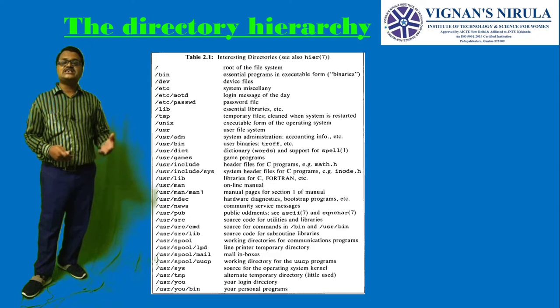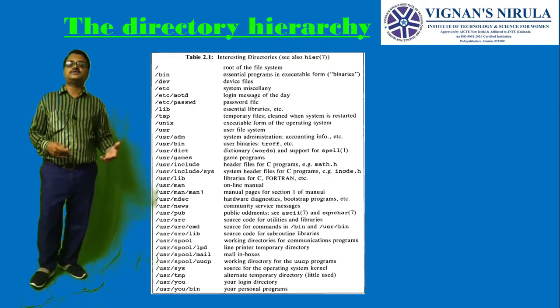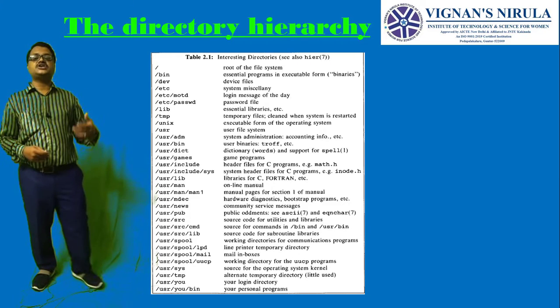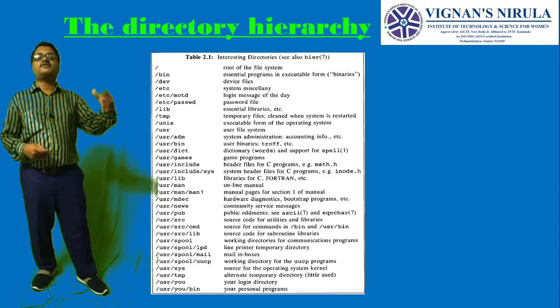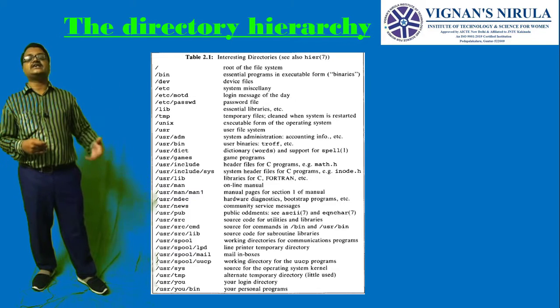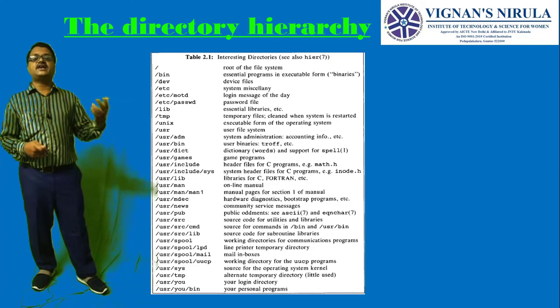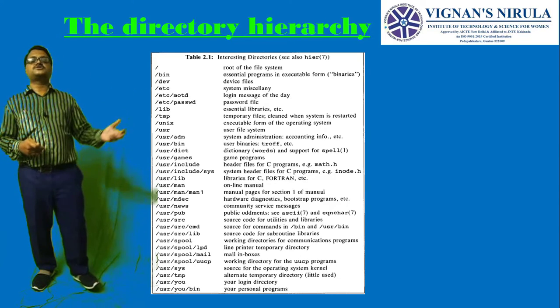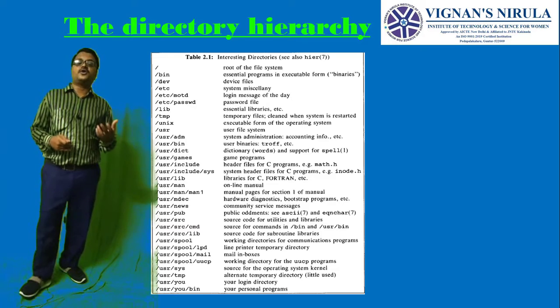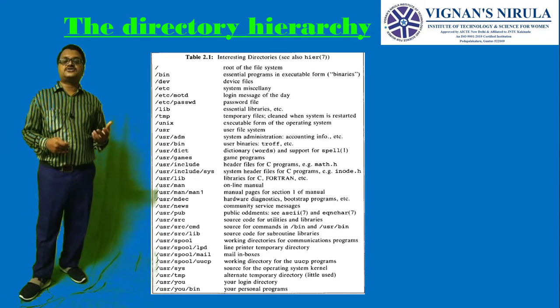What does /usr/lib contain? It contains C and Fortran libraries. What does /usr/include contain? Include means header files. What is a header file? A header file is a file which contains function declarations. Where is this header file called? In the main function. So that is about the importance of /usr.